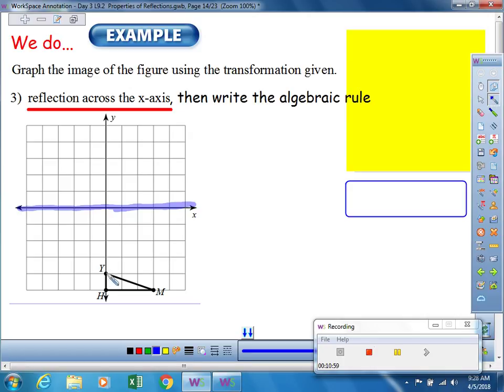Okay, pick a point. So let's take Y. And let's count. 1, 2, 3, 4, and then go 4 onto the other side. 1, 2, 3, 4. Y prime. And then the H. 1, 2, 3, 4, 5. H prime. And then the M. 1, 2, 3, 4, 5. M prime. And then connect your points.